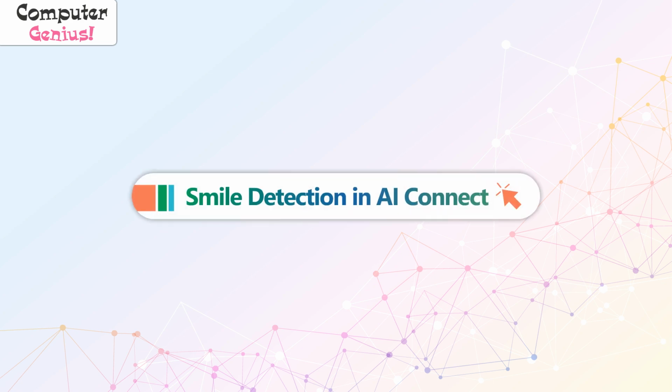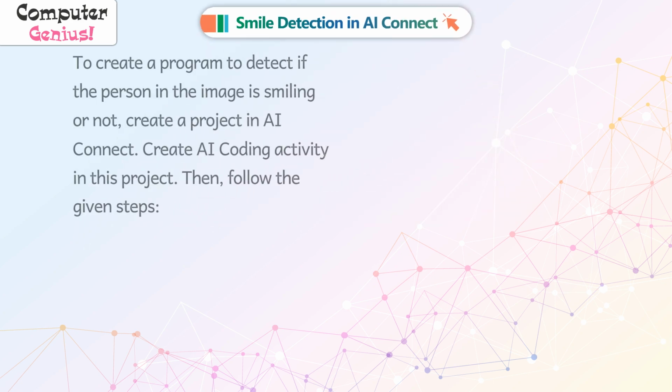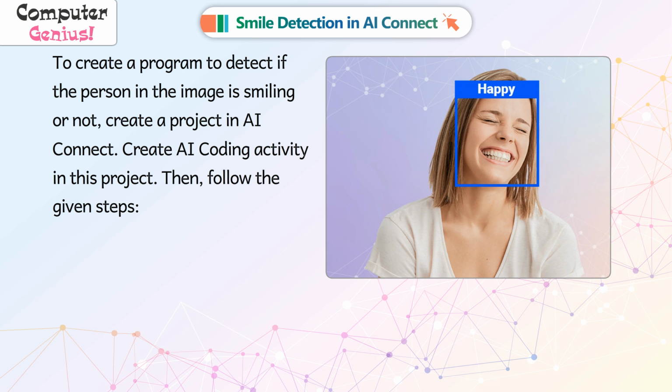Smile detection in AI Connect. To create a program to detect if the person in the image is smiling or not, create a project in AI Connect. Create AI coding activity in this project. Then follow the given steps.